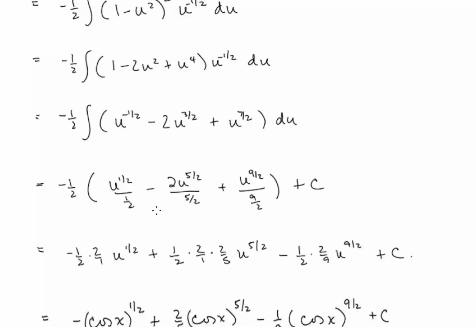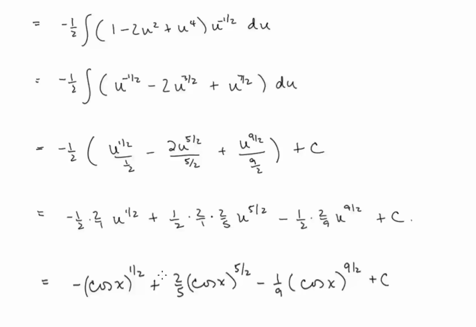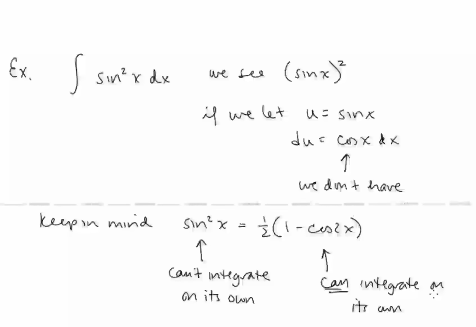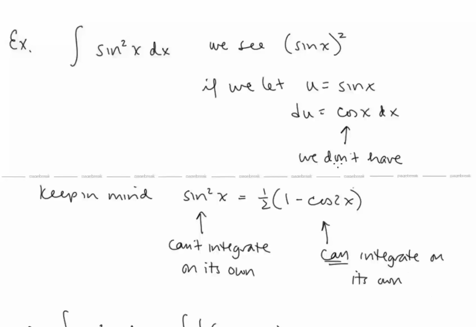So now we're here, simplifying and writing it back in terms of x, we're here, and this is our solution. Let's take a look at another example. We have sine square x.